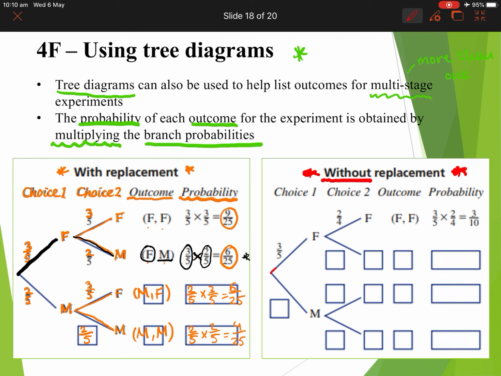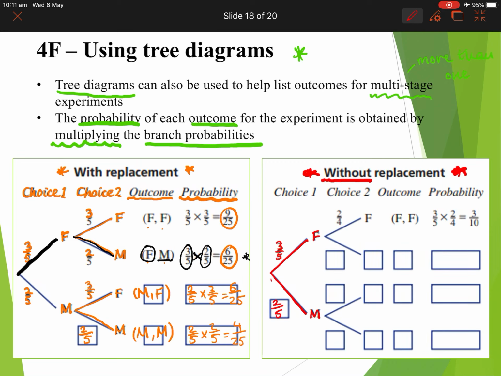So this first tree diagram, it's our first choice. So we haven't removed anybody yet. So you might choose a female or a male. To choose the female, we know that there are 3 females out of all 5 people. And the males, same as before, so there are still 2 males to choose from out of 5 people. Okay, so that stays the same.